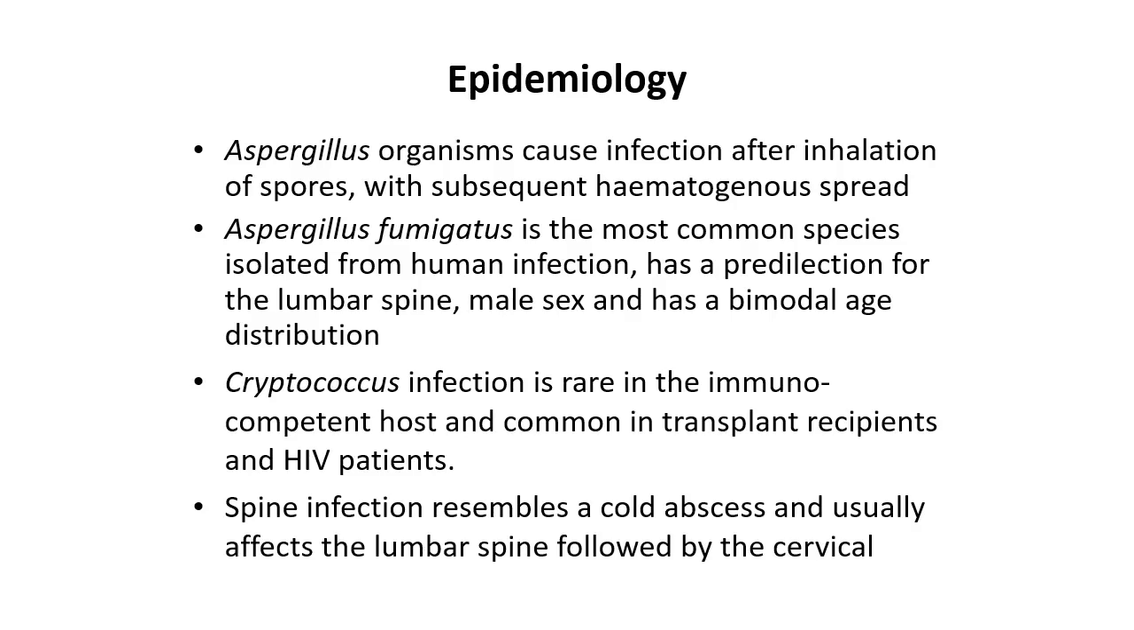Aspergillus organisms, typically found in water, soil, decaying vegetation, hay, and grains, are a ubiquitous fungus that creates small spores. These spores are inhaled and cause infection of the alveoli with subsequent hematogenous spread. The vertebral body is the most common site of skeletal infection, although skeletal infection from disseminated Aspergillus species is rare. Usually, it takes months before the diagnosis is established. Aspergillus fumigatus is the most common species isolated in human infection.